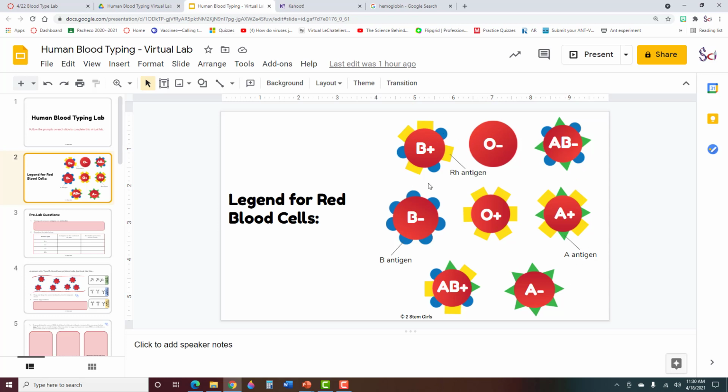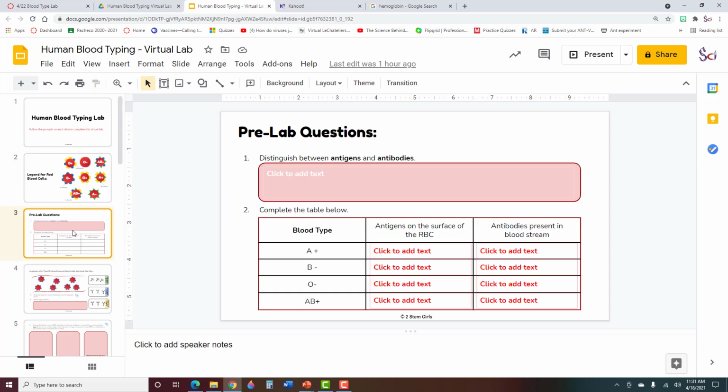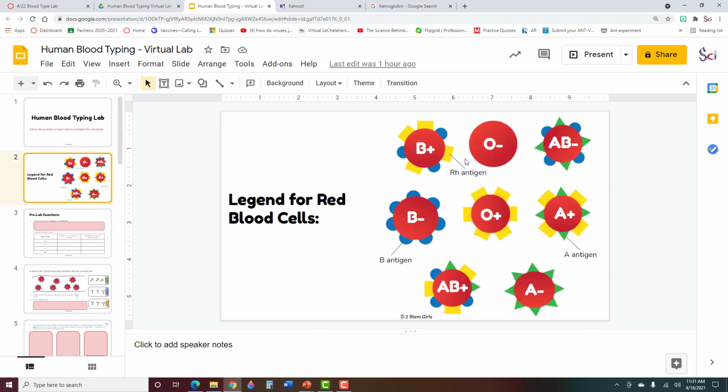And depending on what blood type you are, it determines the proteins on the surface of your red blood cells, and it is inherited from your parents. So here you have some questions. Distinguish between antigens and antibodies. So this here, if you did your notes, this is an antigen, these things on the surface.